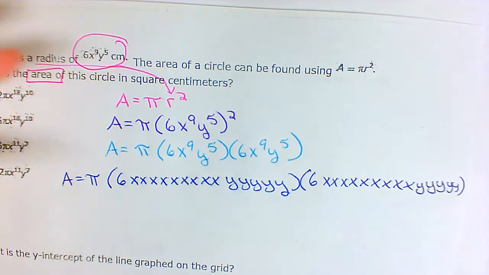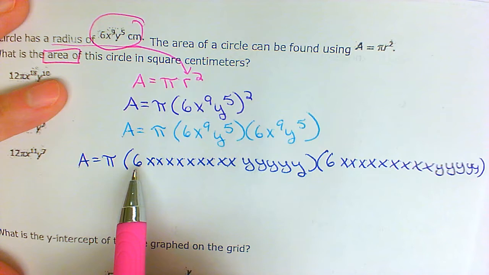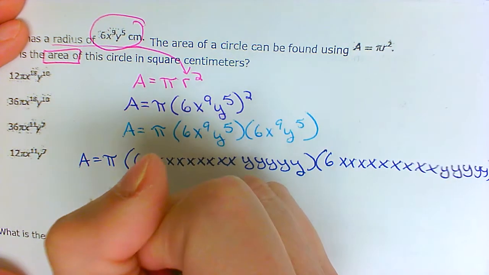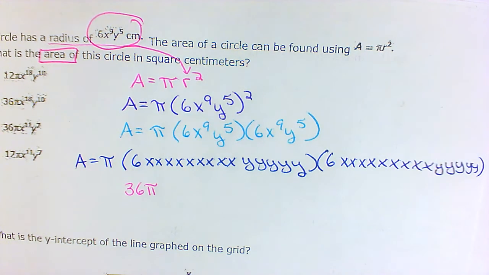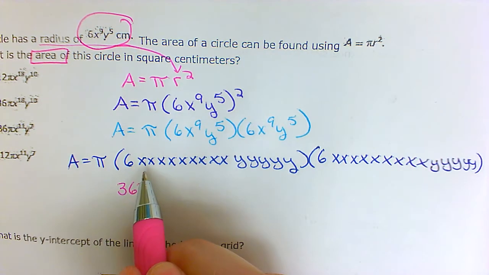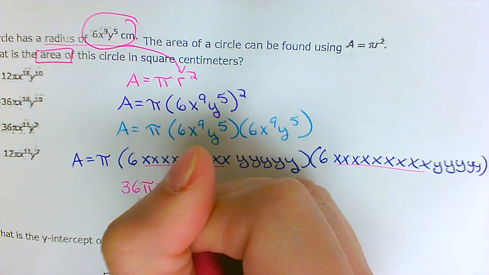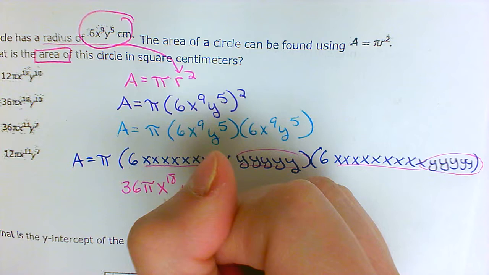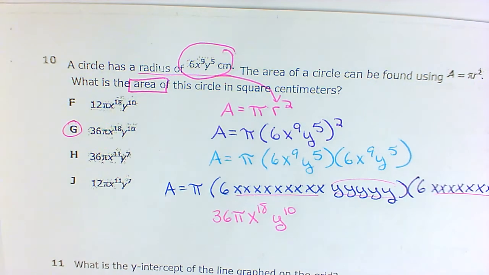Okay. So when you're multiplying these two things together, the big numbers multiply together just like they always have. 6 times 6 gives me 36. I still have the pi right there, so I need to make sure I don't forget about that one. Now I can add up my x's. I've got 9 here and 9 here, so that means I have x to the 18th power. I have 5 y's and 5 y's, so that gives me y to the 10th power. So this one should actually match up with answer choice G.